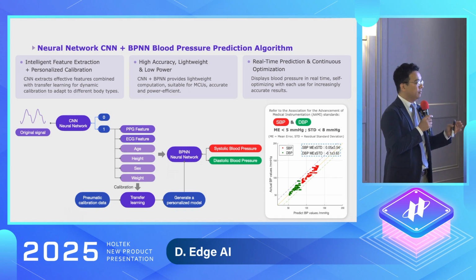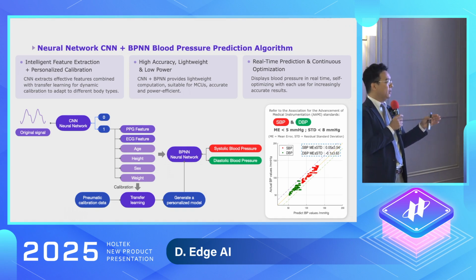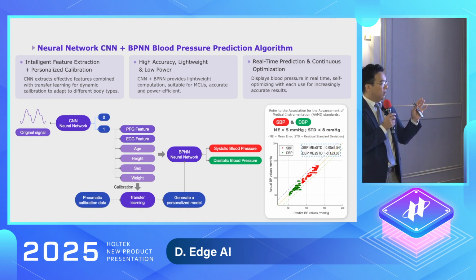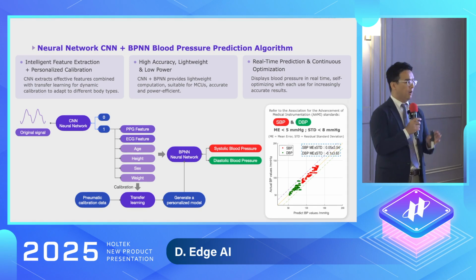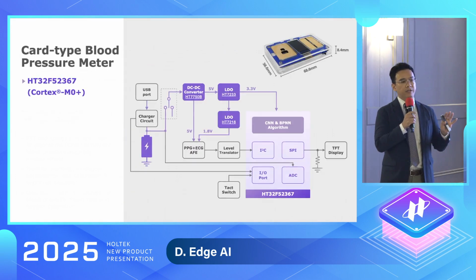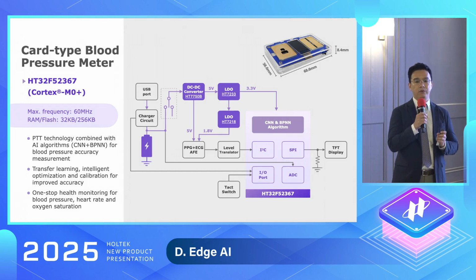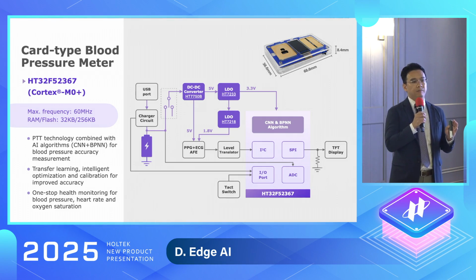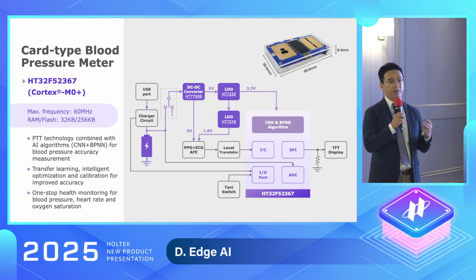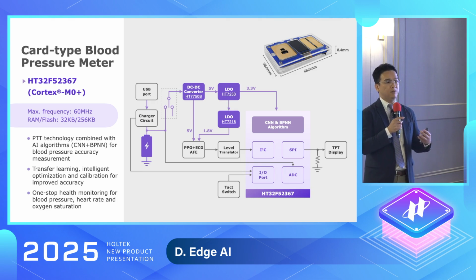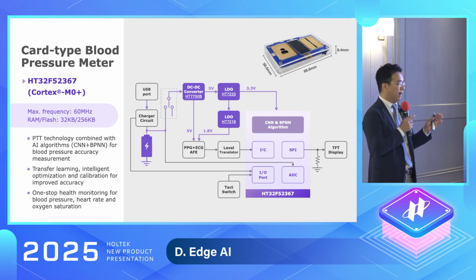And we compared with the industrial standard and worked out the result. Both SBP and DBP are higher than the market standard. It means this demo set is already ready for market. And what about its block diagram? In this demo set, we use HT32F52367. And inside this MCU, we have the CNN and BPNN AI models. And externally, we have PPG and ECG AFE to detect the signals, and through SPI to output the blood pressure results, or heart rate and oxygen saturation results, on the display.